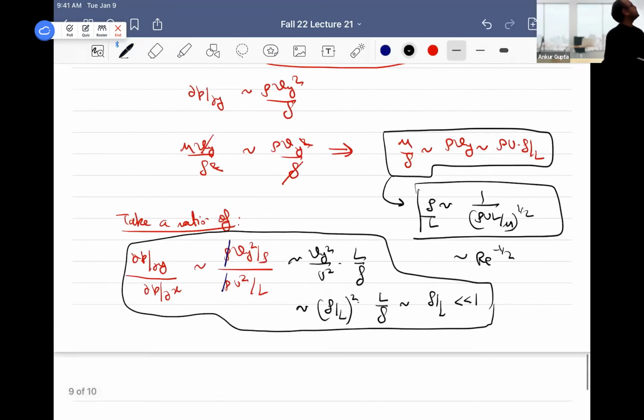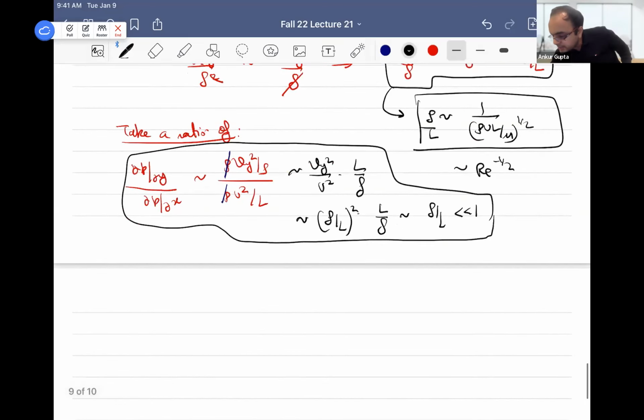Okay. So rho Vy square by delta over rho U square by L gives Vy square by U square, and L by delta. This is delta by L whole square. So you get smaller. So what does this mean? That on top of everything we were doing, pressure does not depend on Y. So this implies that pressure is mostly dependent on X. Pressure is only a function of X.